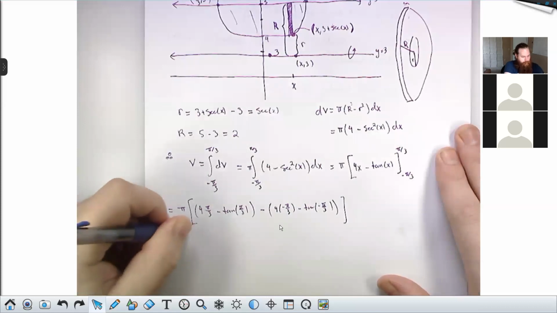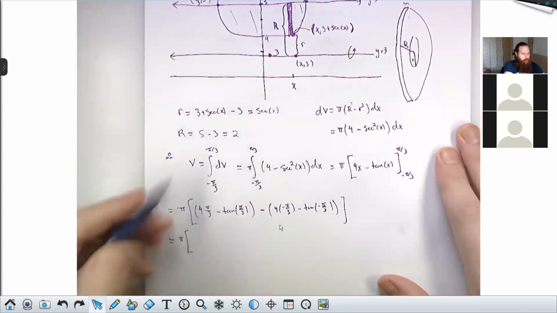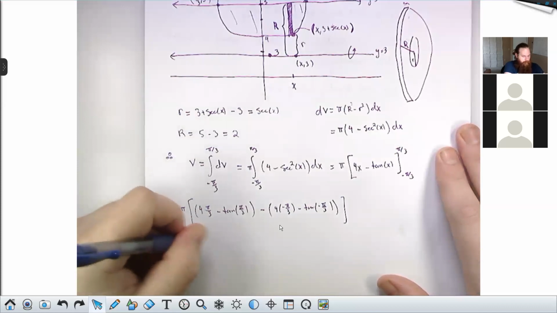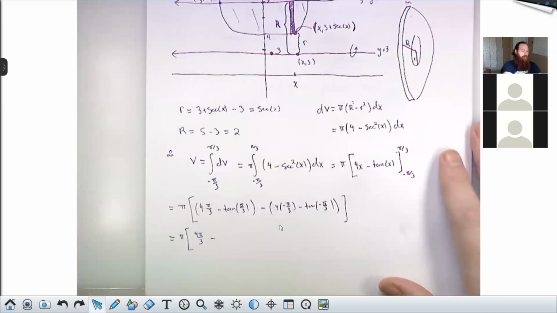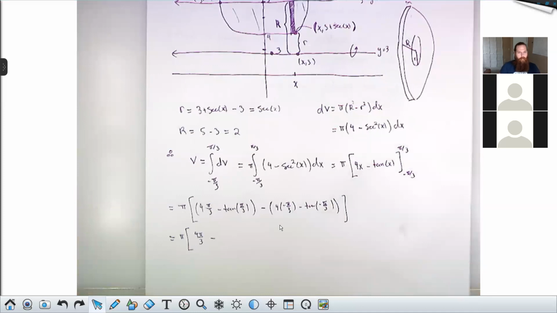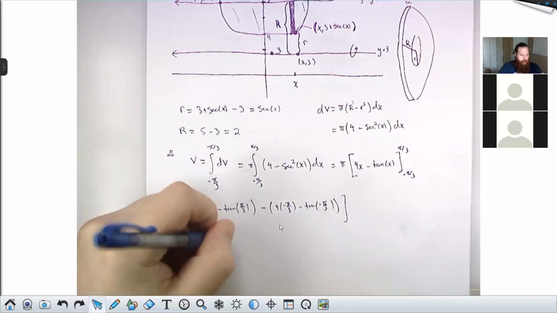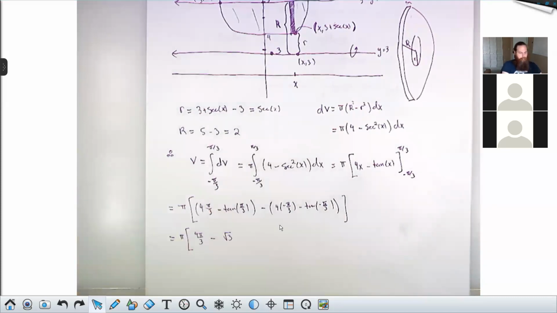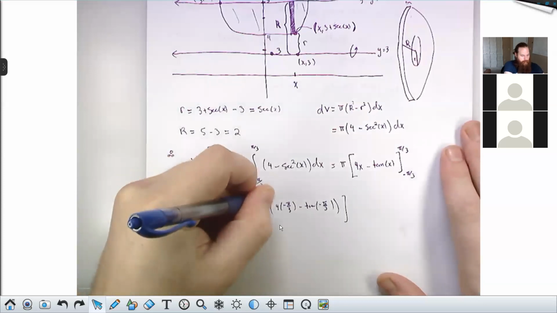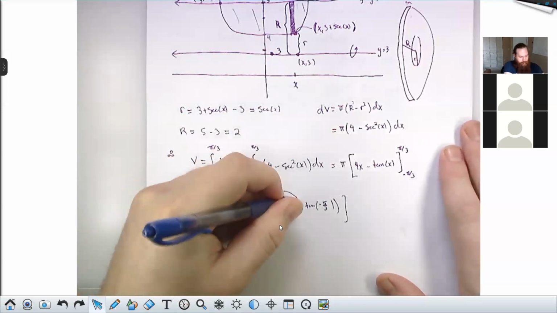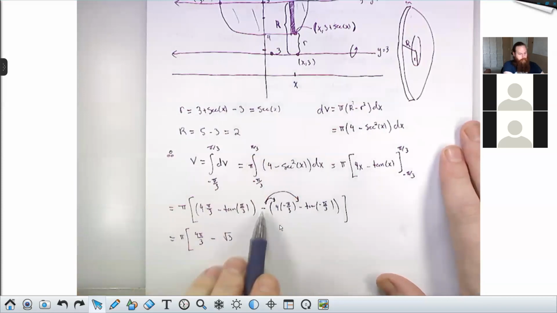So this is pi times, here I've got 4 pi over 3 minus, what is the tangent of pi over 3? This we need to know from our unit circle. It's the sine of pi over 3 divided by the cosine of pi over 3, which is just the square root of 3. And then from that, we're going to subtract, and now I'll distribute my negative. Negative times negative 4 pi over 3 makes a positive 4 pi over 3. So I'll have plus 4 pi over 3.